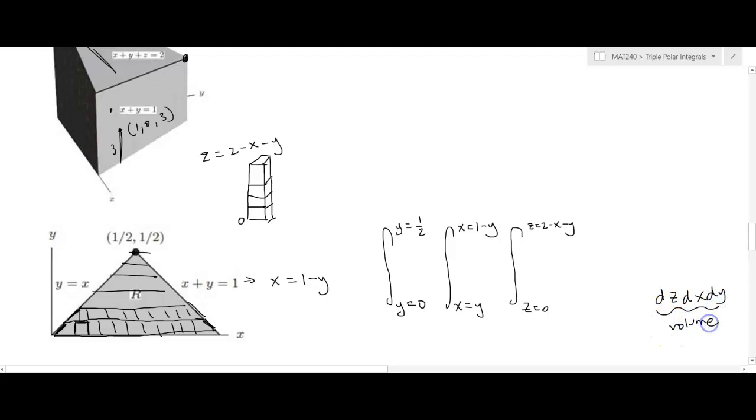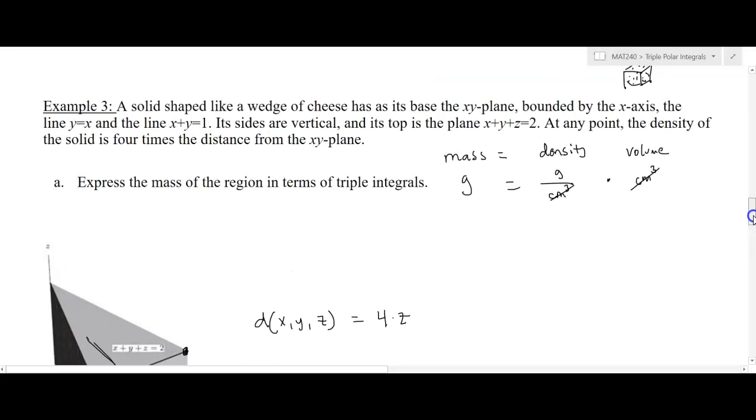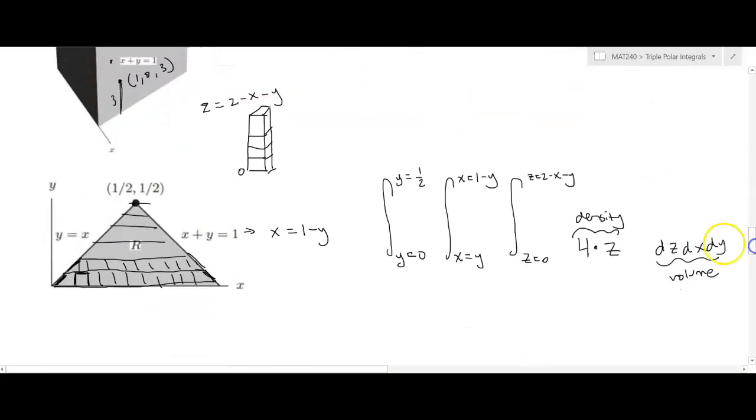And we said that to get mass, we need to multiply by the density. Well, the density function is my d of x, y, z, and we said that the density is 4 times the distance from the xy plane. So this is now in density. And if we look at the units, I don't think we were given the units in terms of what mass, what density and volume are measured in, but we have some sort of mass per cubic unit multiplied by dz, dx, dy, which would be cubic units. And so we end up with units of mass.